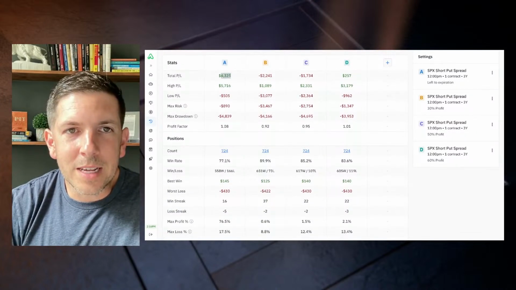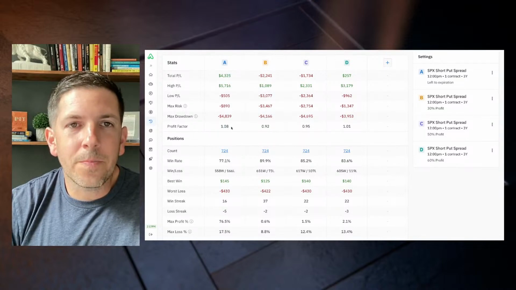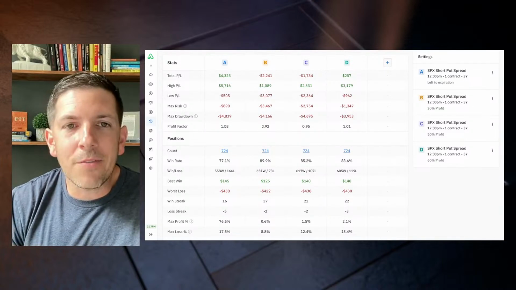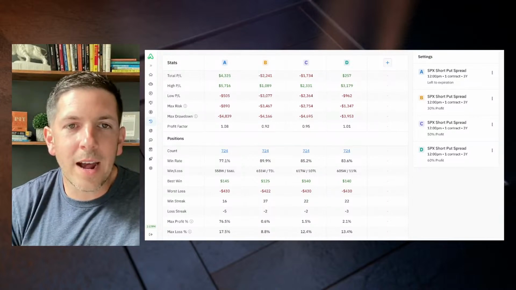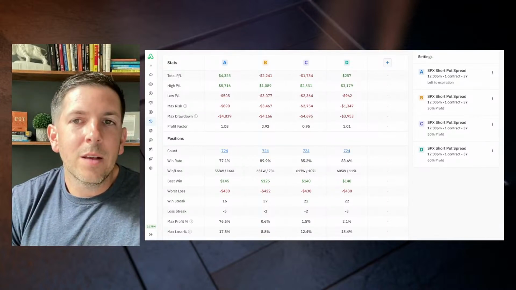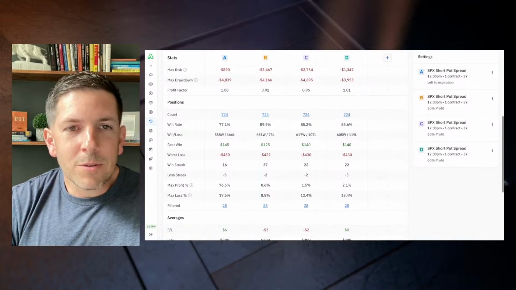So it did make money, test number A, entering at 12. You can see the profit factor was over 1. That to me is a win. That's one of those things that I look for for sure: profit factor has to be over $1, because if I put $1 in, I want to get more than $1 out ultimately. Win rate was high, great.